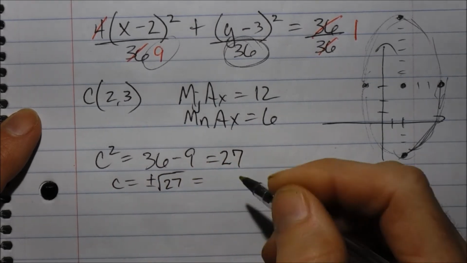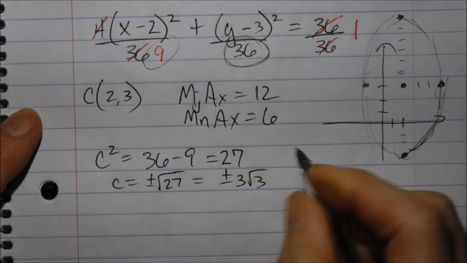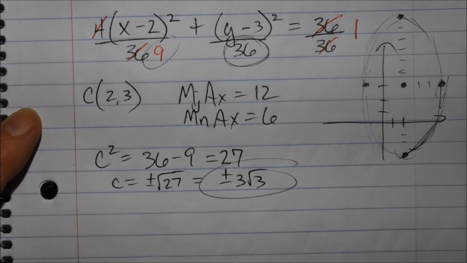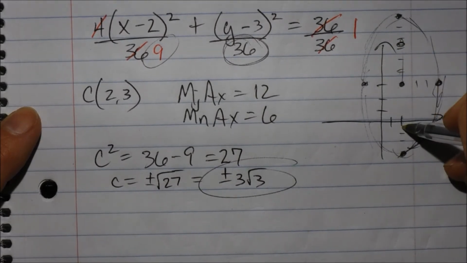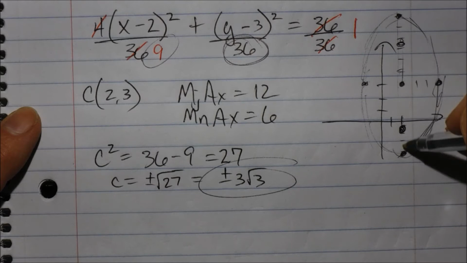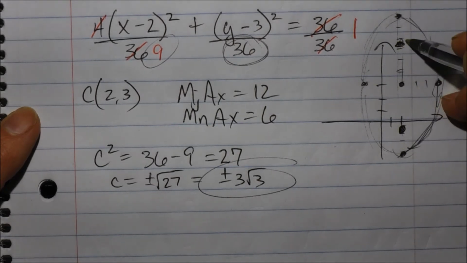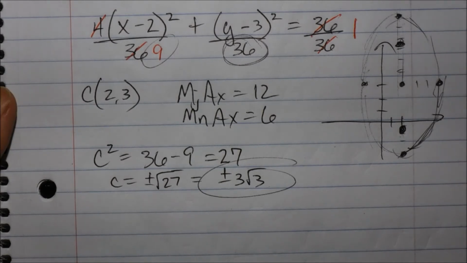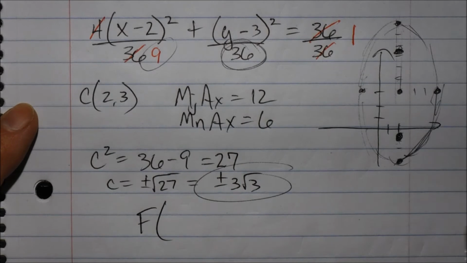We better pick those peaches. 3 root 3. Good job. That's your c value. So therefore, you've got to go up that many and then down that many to get to those foci that lie along that major axis. Don't lose track of where your foci are. They're always on the major axis. So let's go ahead and determine where those points are.